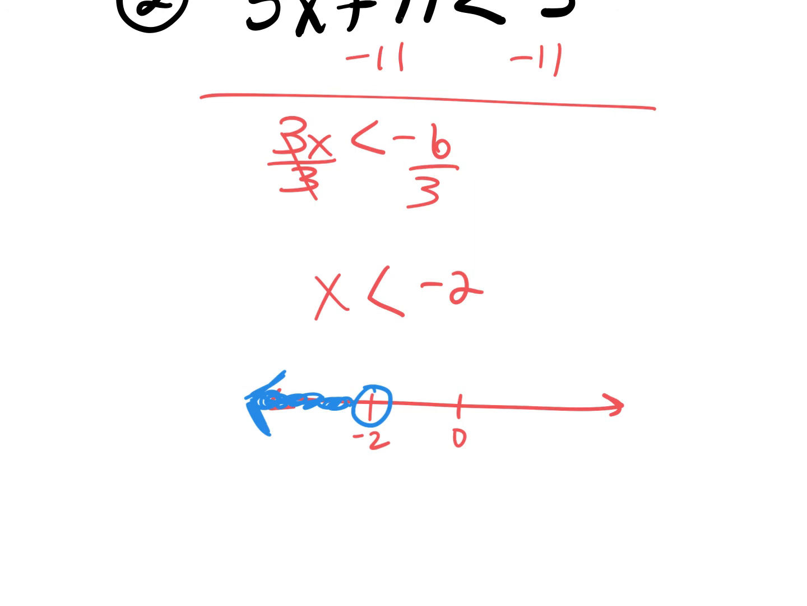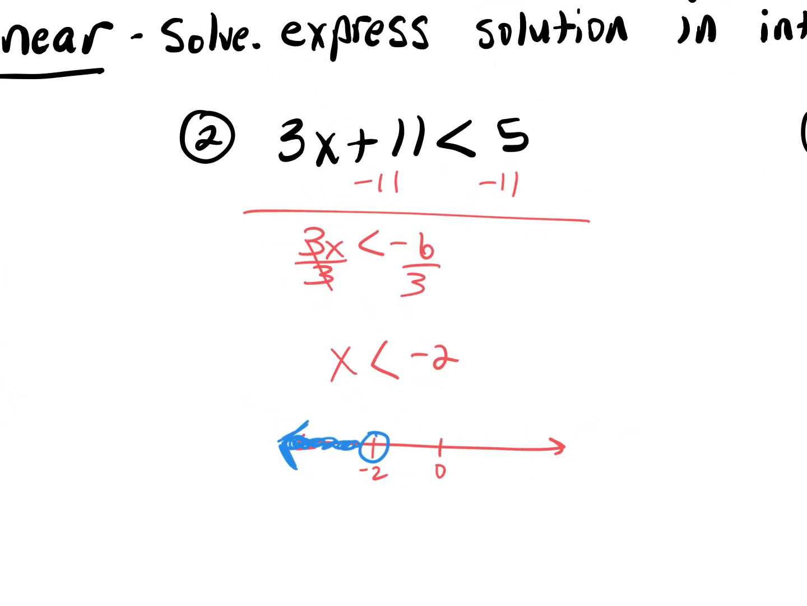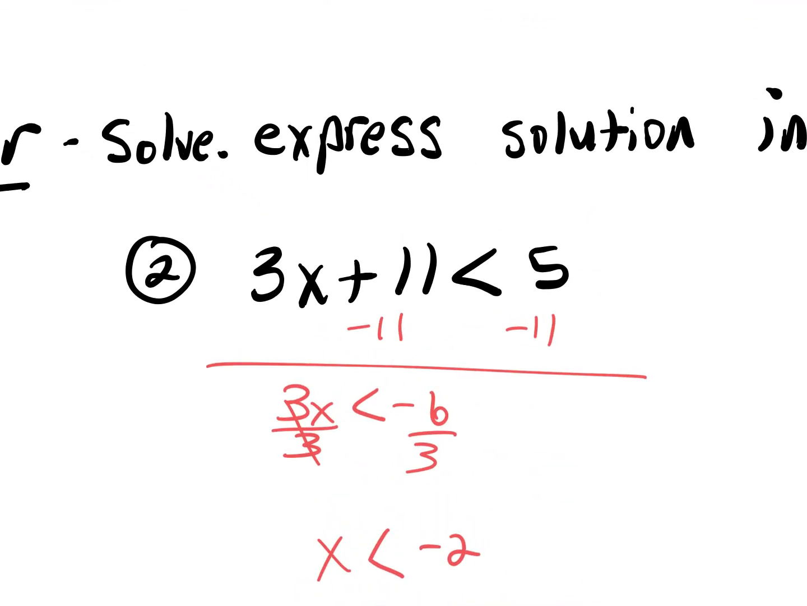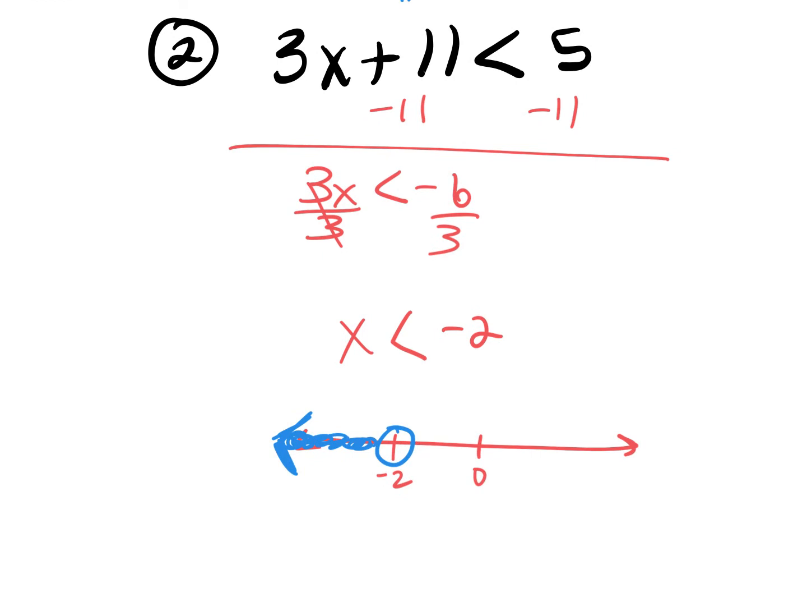Now look, 0. Did I shade in 0? No. 0 is not part of my solution set. So if I plug 0 into the original inequality, should it make my inequality true? No. I do not visually have it included. So when I plug it in, it should not make my inequality true. What is 3 times 0? 0. So if I plug in 0 here, this becomes 11 is less than 5. Is that true? No. So I am correct by not including 0. That means I colored the correct way.